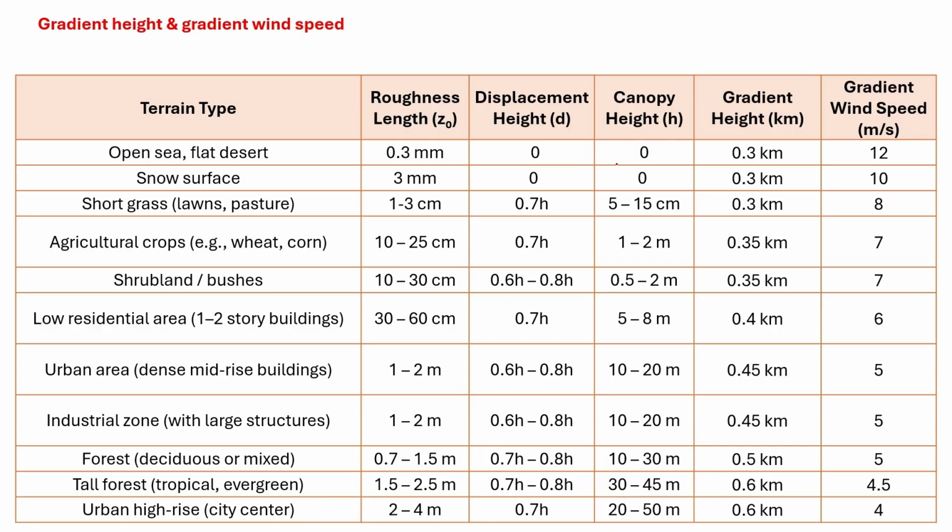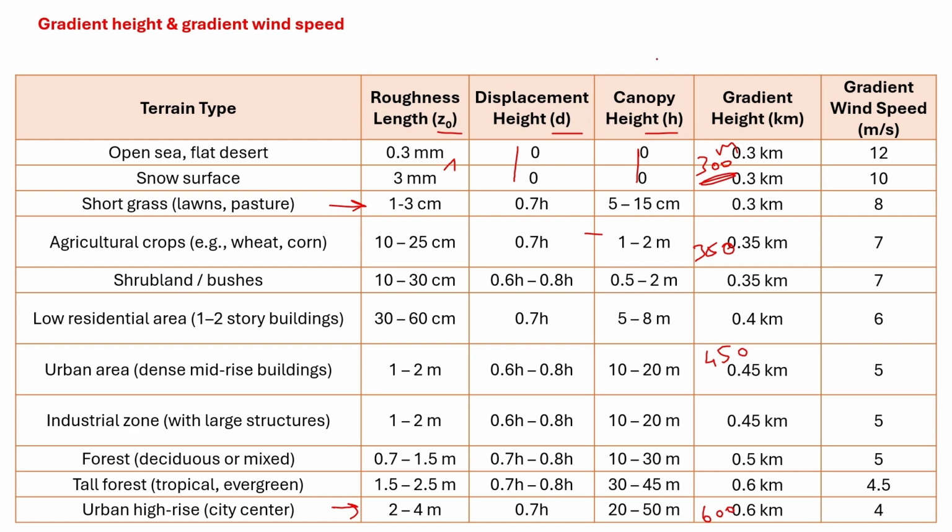So the same thing I have mentioned as a table, for example. This Z0 and D we already discussed. For category C, etc., there is no canopy height or displacement height, only Z0 may be there, but from grassland to high-rise buildings there will be a canopy height D. Everything will be there, and you see the gradient height for the ocean and snow surface is around 300 meters. Then for agricultural crops, etc., 350 meters. Then for the urban region, around 450 meters. Then for high-rise buildings, it goes up to 600 meters.